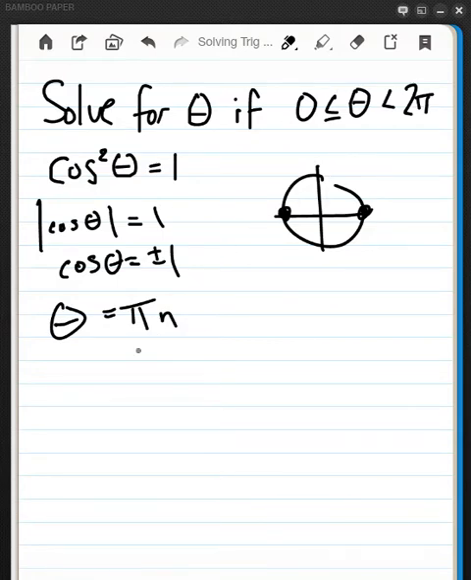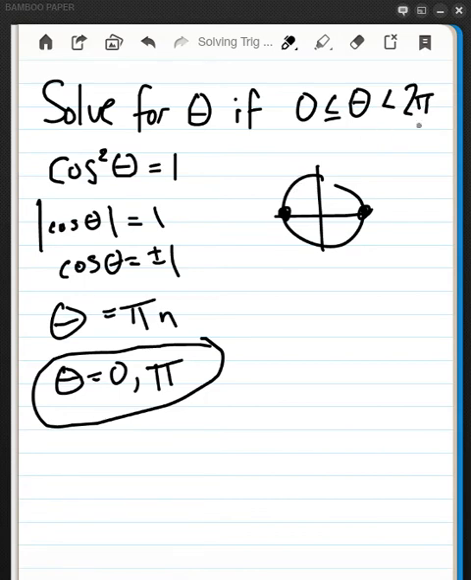Okay, so now we need to choose values of n so that we end up getting the thetas that are in the restriction. So if n was 0, theta would be 0 radians. If n was 1, this would be pi radians. If n was 2, this would be 2 pi, but 2 pi is non-inclusive. So these are the only 2 angles that theta are allowed to be given this restriction.